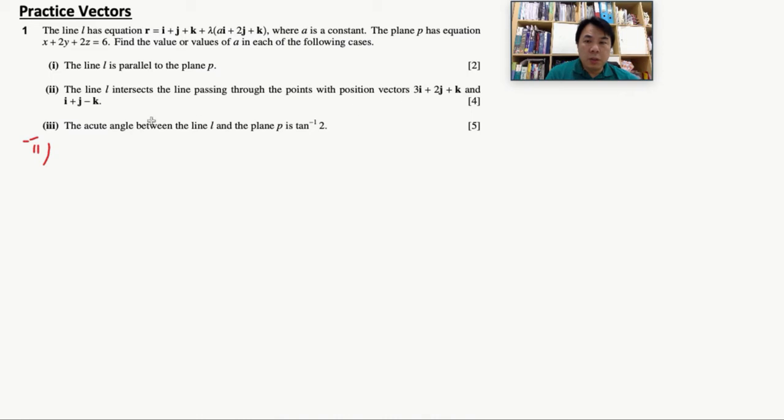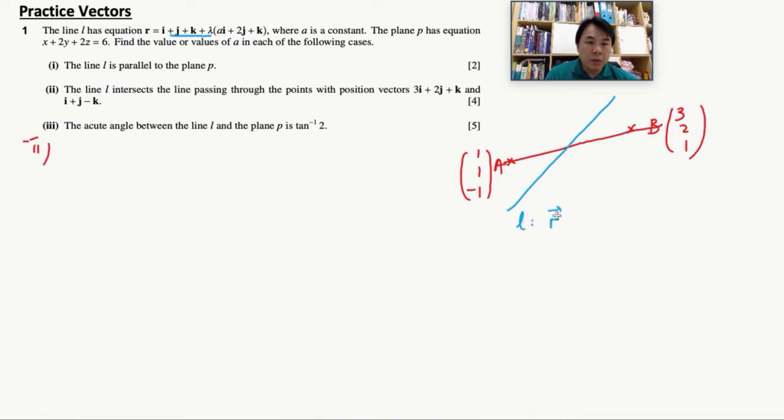So let's call this point A and B, for instance. You have position vectors A and B. A is given as, you can call this, 1, 1, -1 if you like. You can name it anyhow you like. So B is 3, 2, 1 here, and then there is a line that passes through position vectors A and B. And then this line intersects with the line L that is given here. So this line L here has a vector equation given as (1, 1, 0) plus lambda (1, 2, 1) here.